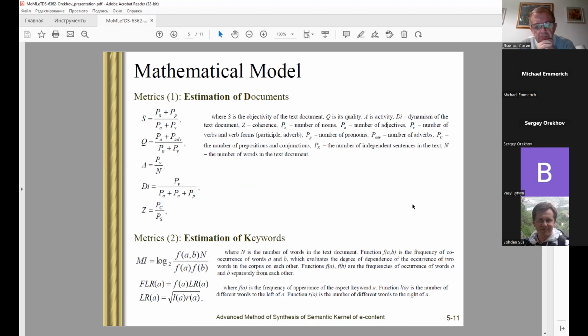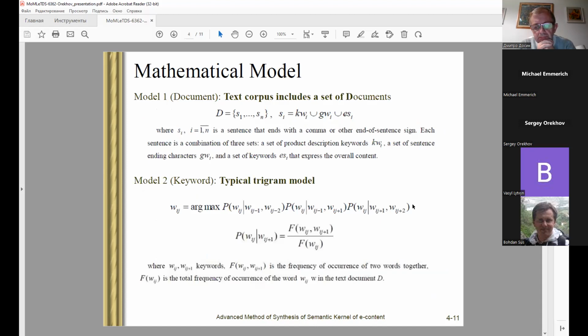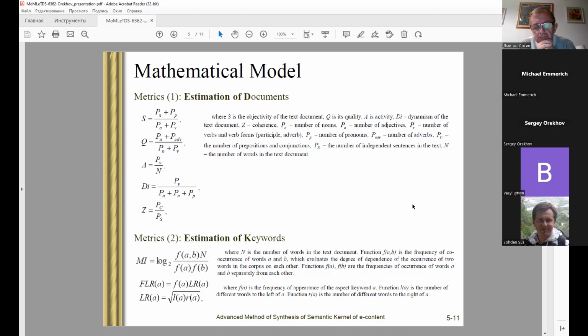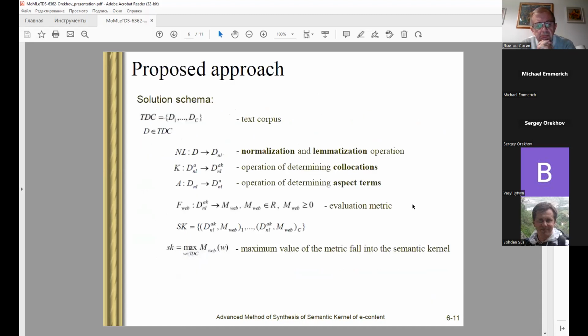Slide number 4, sorry. On slide number 5, you can see the list of metrics that will allow us to highlight the desired documents in the e-content and then the semantic kernel. On slide number 6, a list of operations that we need to obtain a semantic kernel is presented. First, we perform lemmatization and normalization.